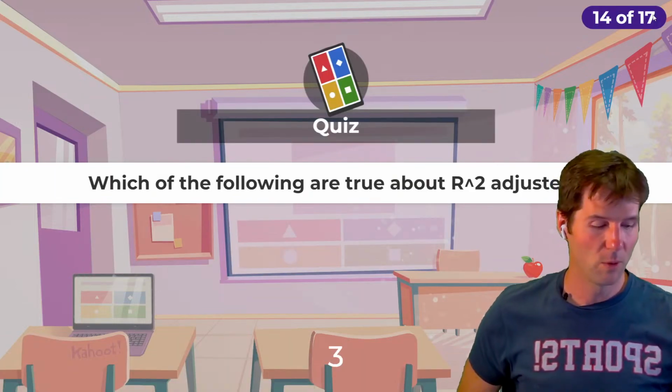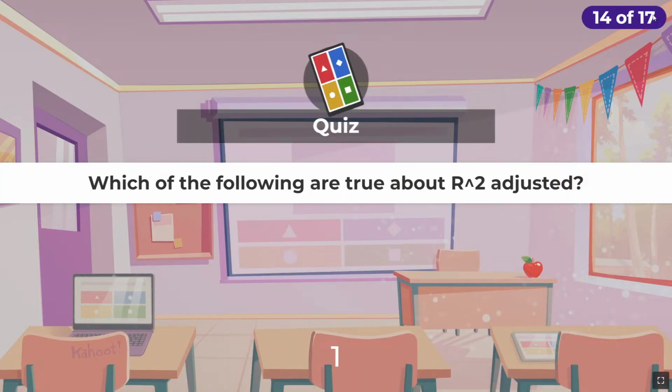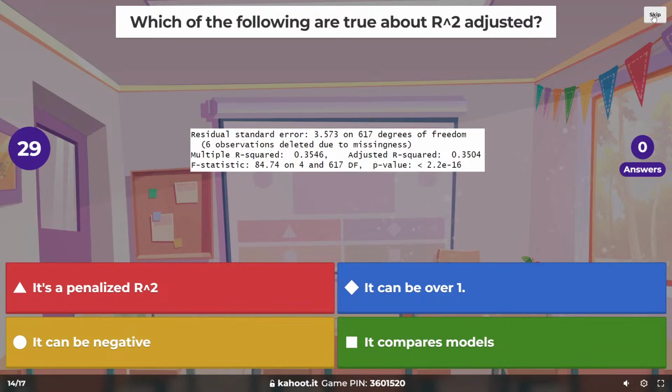Here we go. Which of the following is true about r squared adjusted? The r squared adjusted has what true about it? What is true about it? Adjusted r squared. Question. In a very in-depth review.